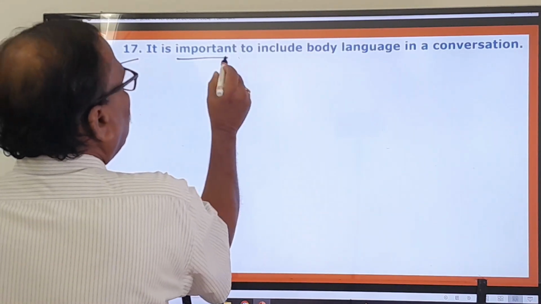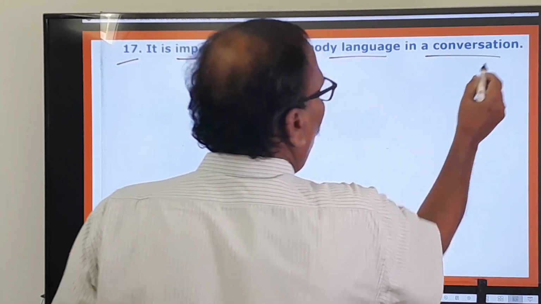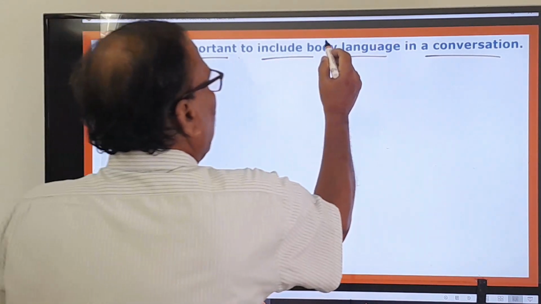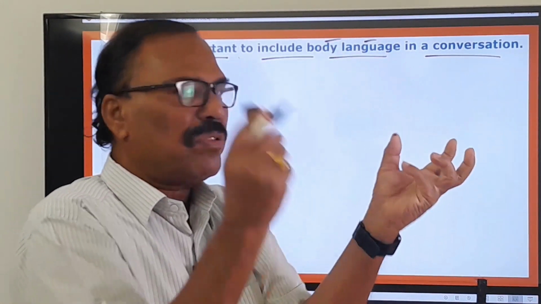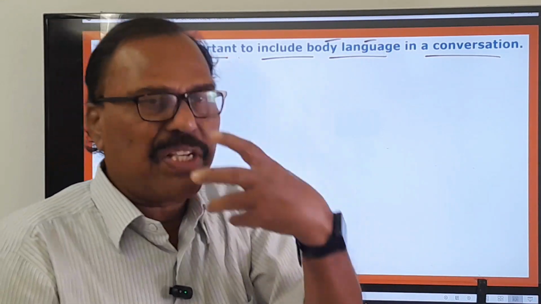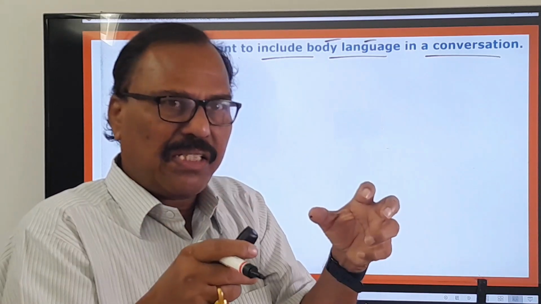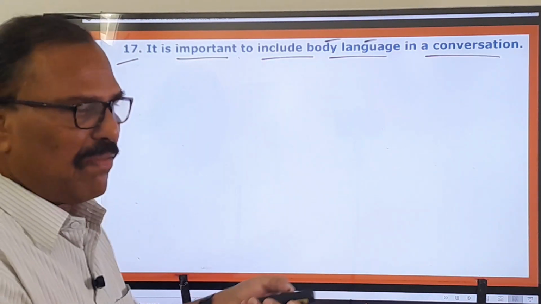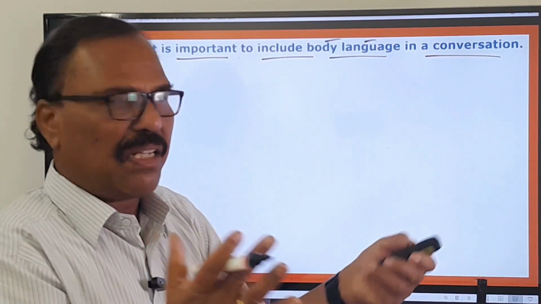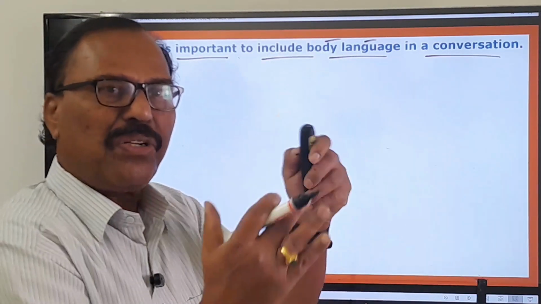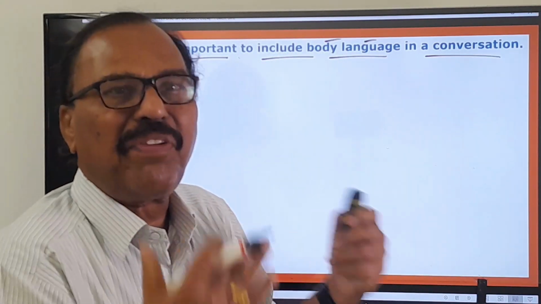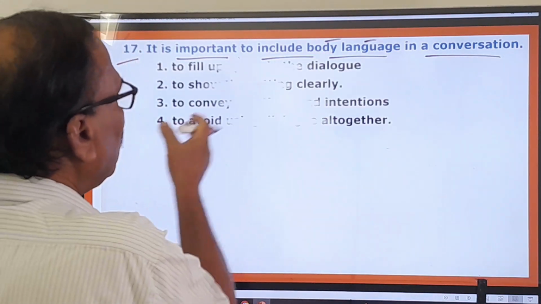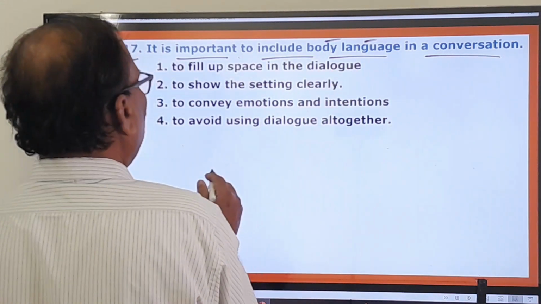17th one, it is important to include body language in a conversation. In a conversation, we must make use of body language. Body language means making use of the hands, facial features, all such things. In a conversation, that's very important. Now, when I'm teaching, I'm saying these things and making use of my body in order to convey my feelings. That's why this is called body language. So it is important to include body language in a conversation. Why?